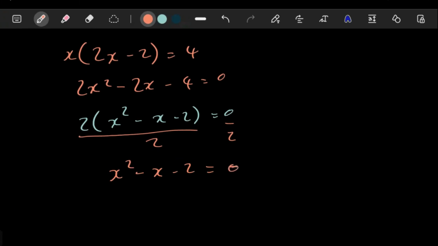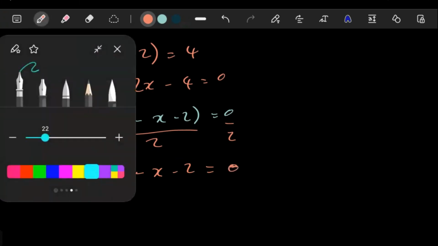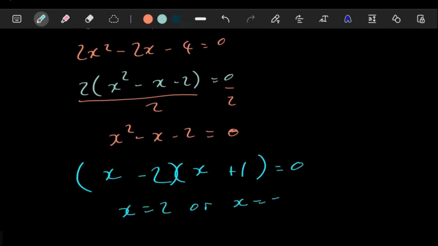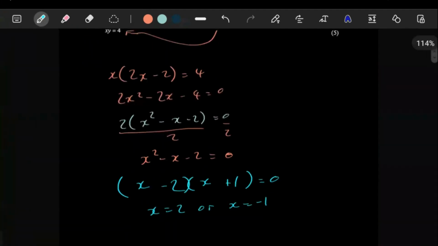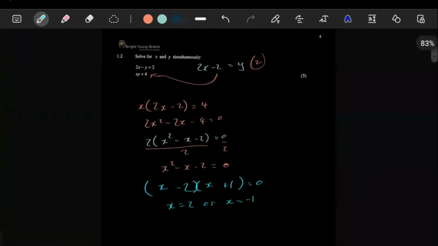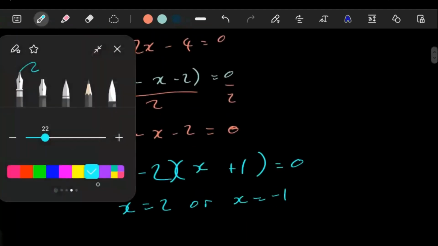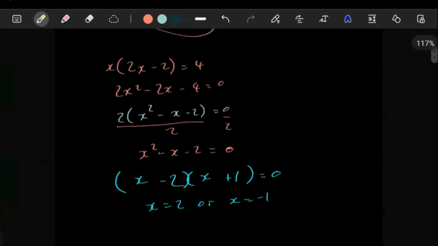In this kind of situation, you want factors of 2 that give a 1. It's 2 and 1. To get a minus 1, it has to be minus 2 plus 1. And then here, x is a positive 2 or x is a negative 1. Now, these are the kinds of questions where you definitely always want to double check your answers. We got x, let's get y now, and then test if they both balance out the equation.